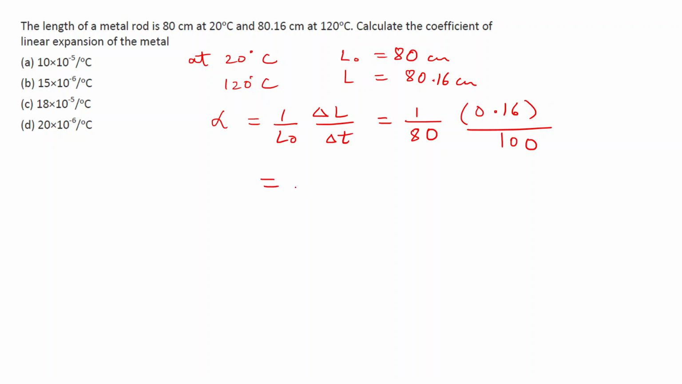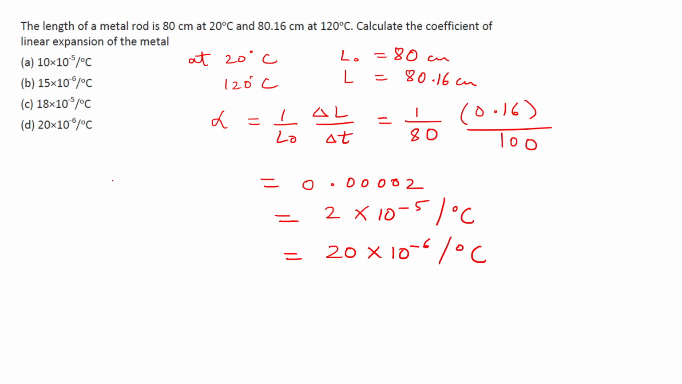When we solve this, 0.16 divided by 80 divided by 100, we'll get 0.00002, which means 2 times 10 to the power minus 5 per degree centigrade. To match our answer from the options, we'll write it as 20 times 10 to the power minus 6 per degree centigrade. Okay, so the correct answer here is this.